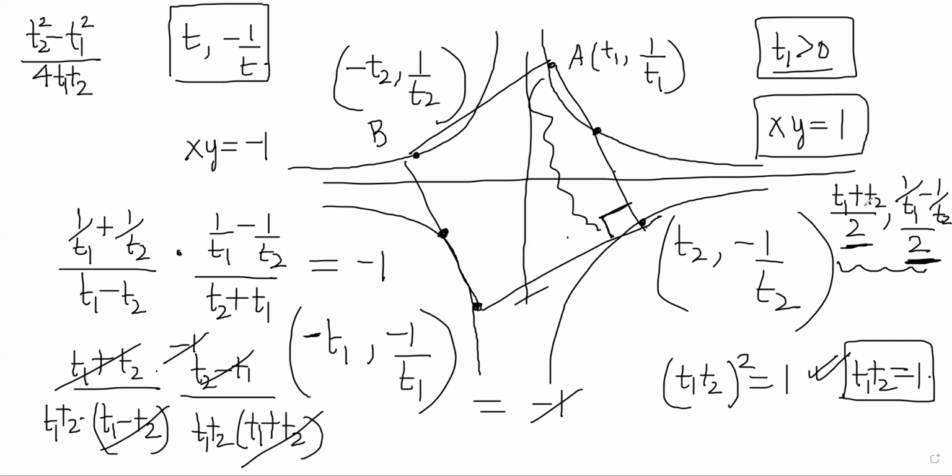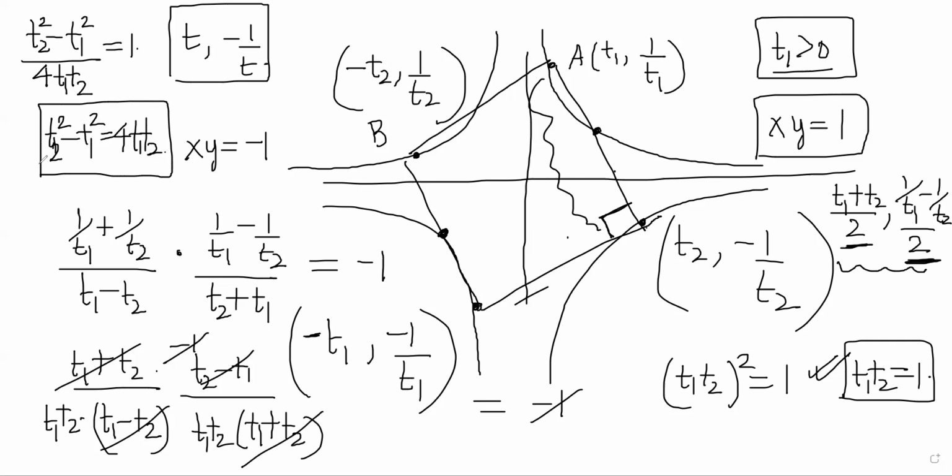Because multiplying these two, you will get (t2 minus t1) by t1 t2, and 4 in the denominator. This is equal to 1. And now we are getting t2 square minus t1 square is equal to 4 t1 t2. This is the second equation that we are getting, right?